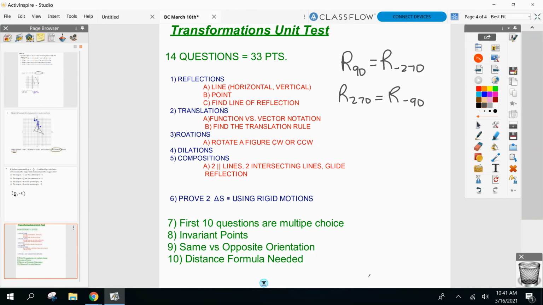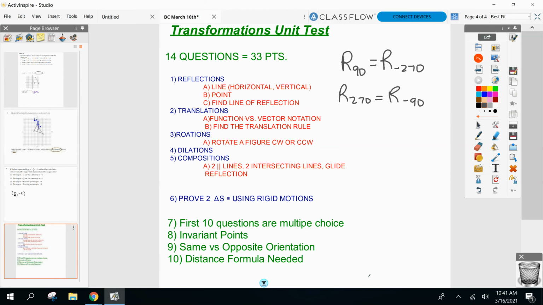You guys can see it's not 33 points. Again, this year I can't make these huge tests worth a huge amount of points because I do have people taking it from home and it takes them a little longer than the people taking it in class. So it's only going to be 33 points. I'm going to skip right down to number 7. 10 out of those 14 questions are going to be multiple choice.